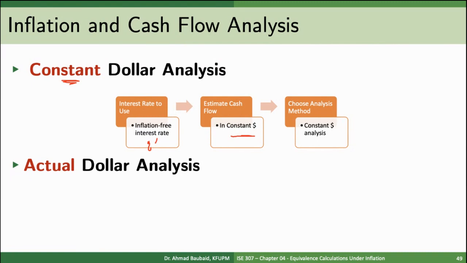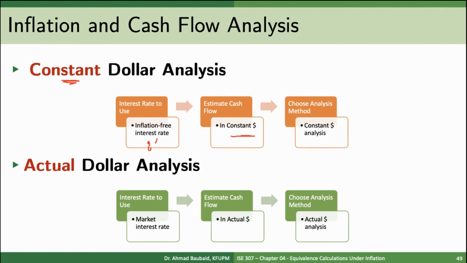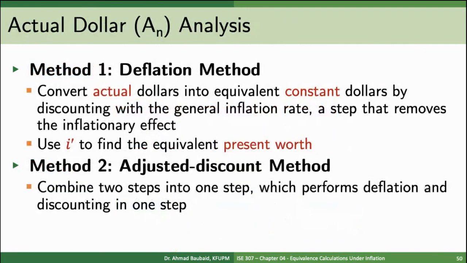That's the analysis method. With actual dollars, you're going to be given a market interest rate, or sometimes you're going to be given I prime, but you need to convert it. You can't use it directly, okay? The one that goes with actual dollar analysis is the market interest rate I. And then the cash flows are going to be in actual dollars, of course. We're going to do actual dollar analysis using two approaches in the next class, and we're going to cover some examples, and then that concludes this chapter.